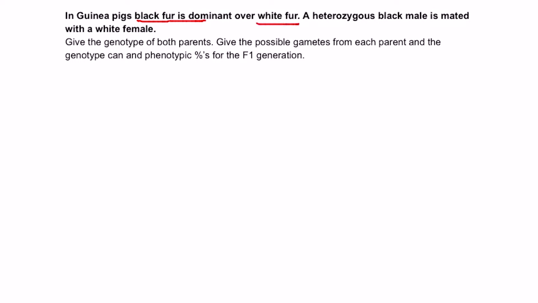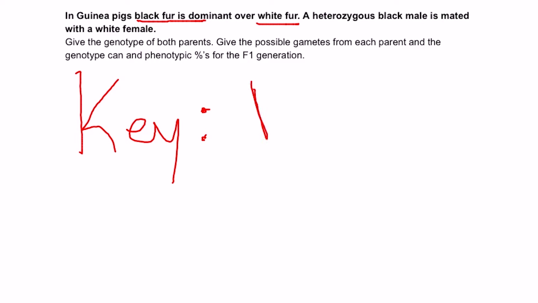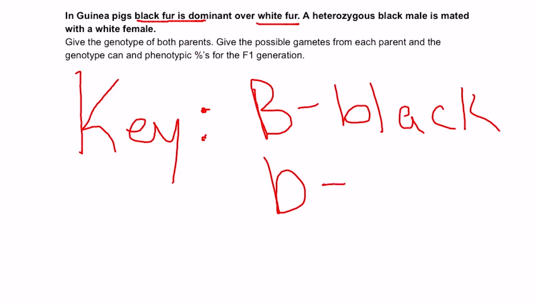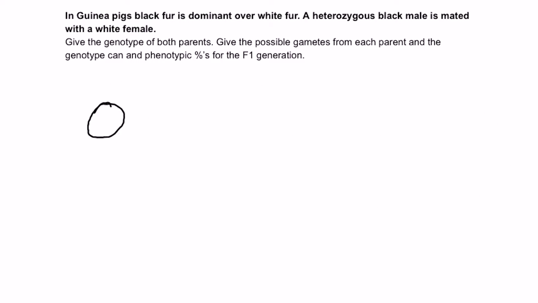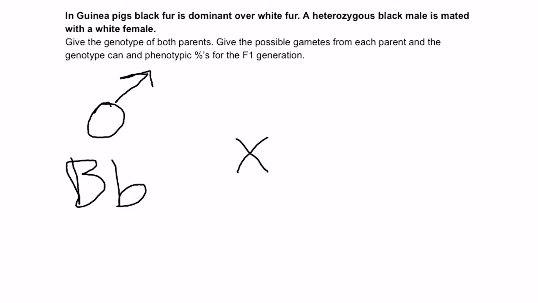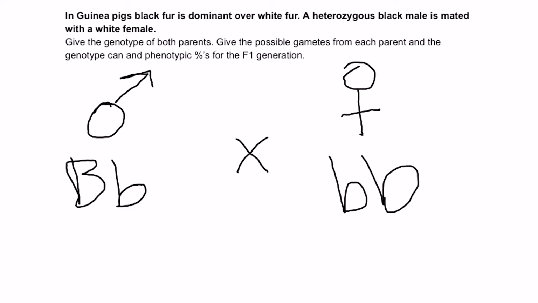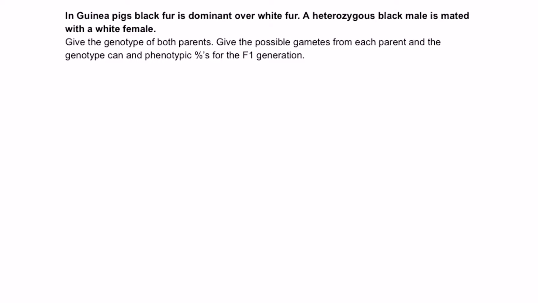We know that black fur is dominant over white fur, and with that we're going to make a key. So what we're going to do is use a capital B for black fur, and a lowercase b for white fur. Alright, so now we're going to solve for the gametes. Because we know that the black male is heterozygous, it's going to be big B and little b. And the mother is white, so it's going to be little b, because that's the recessive gene.